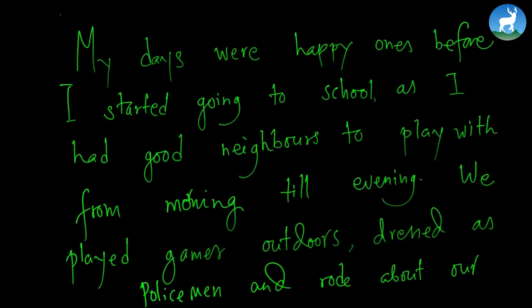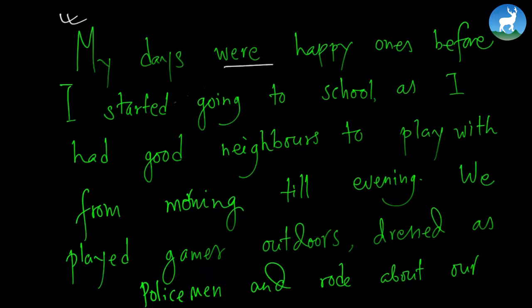Alright, the first paragraph talked about one incident when I was hurt as I toppled down the stairs and I cried and cried till I got ice cream and chocolates. That was the first paragraph. Now, in the second paragraph, this paragraph particularly talks about what I did as a child. That means I played outdoors, dressed as policemen, rode bicycles. That's what we did, we, as friends. So let's study this one.